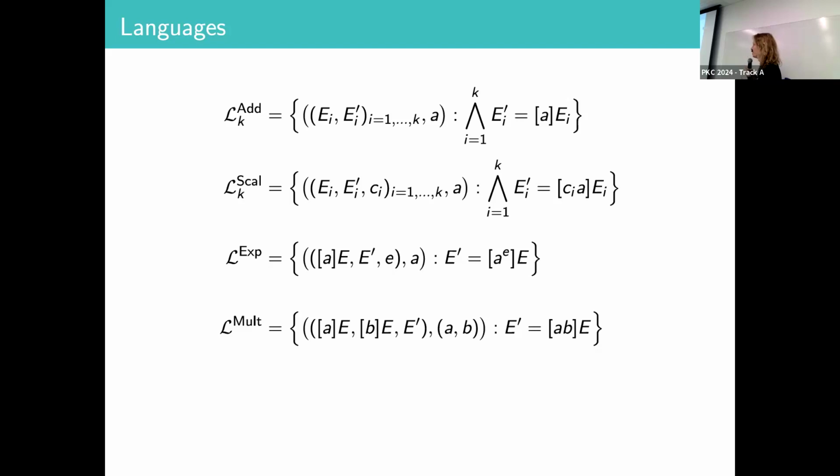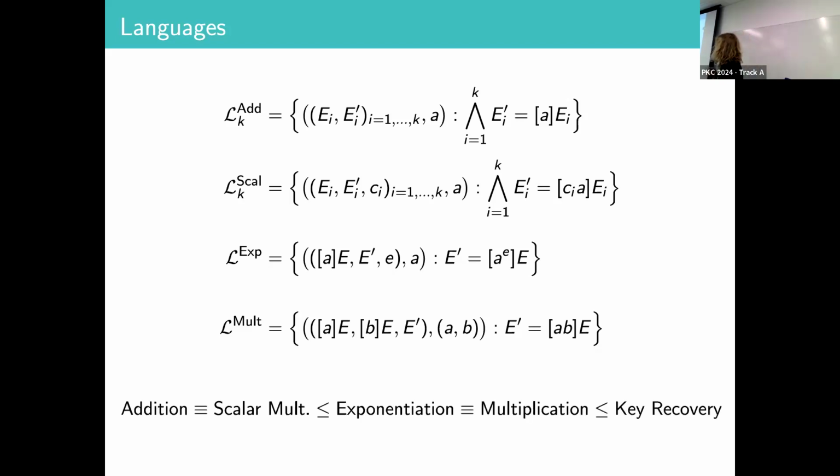And we looked at the hardness assumptions related to these statements. Of course, addition and scalar multiplication are equivalent, but we could also show that distributed exponentiation and multiplication are actually equivalent, and that they're harder than addition and scalar multiplication. And finally, on the end of the spectrum is always key recovery, which allows us to do everything.